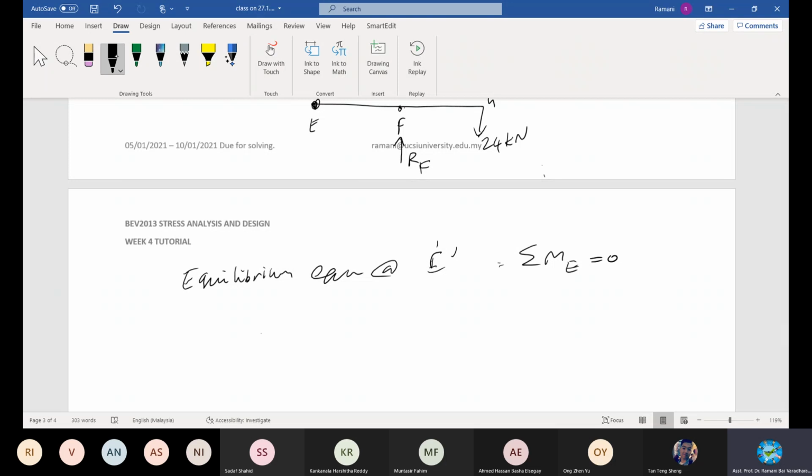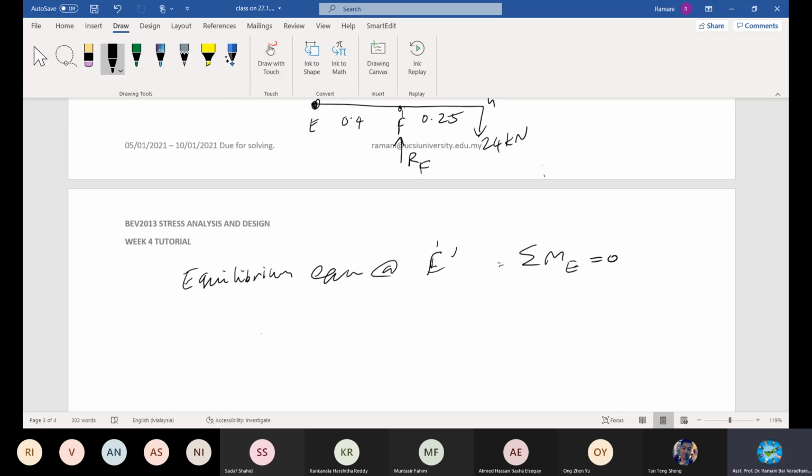Because it is a pin joint, moment should be 0, right? I follow that criteria, or what you call degrees of freedom. Then I follow from E. What are the dimensions given to you? 0.4. This distance is 0.4, all in meters, right? 0.25. It is already given to you in the question. This dimension is 0.25.